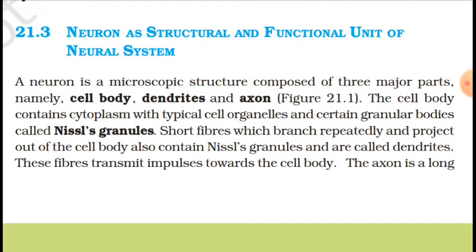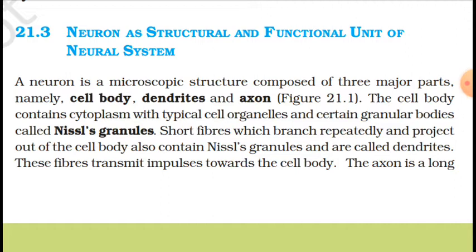Then short fibers which branch repeatedly and project out of the cell body. It also contains Nissl's granules, and they are dendrites. So dendrites, the second part of this neuron, are short fiber-like structures that branch repeatedly and project out of the cell body. These fibers transmit impulses towards the cell body. So the function of this fiber is to transmit impulses toward the cell body.